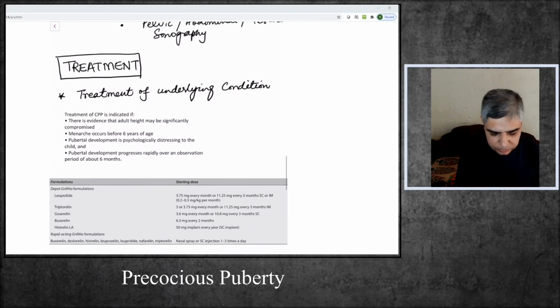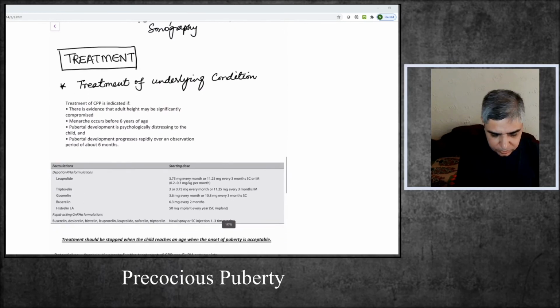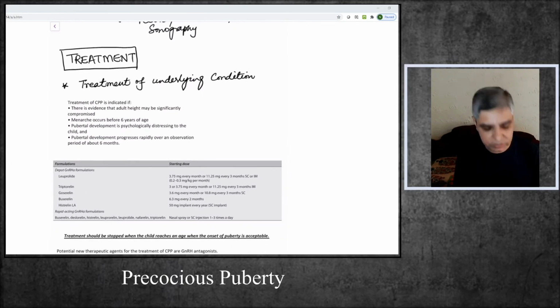Now the different types of medications that are used for treating this are what we call gonadotropin releasing hormone agonists, and they come under different names. They are leuprolide, triptorelin, goserelin, buserelin, and histrelin. So these are different types of gonadotropin releasing hormone agonists. They can be given in the depot form. Some of them also come in the nasal spray form, and they can be given that way.